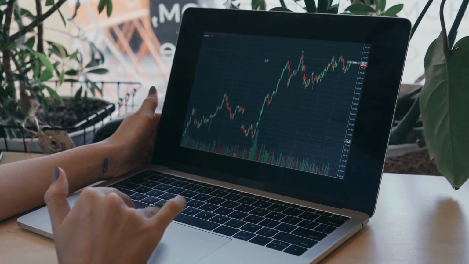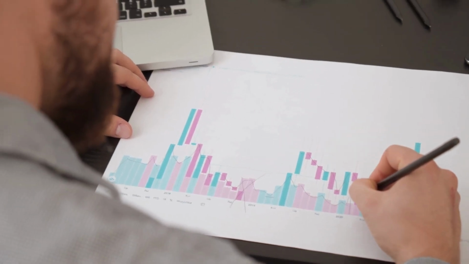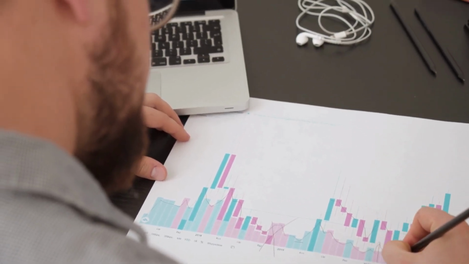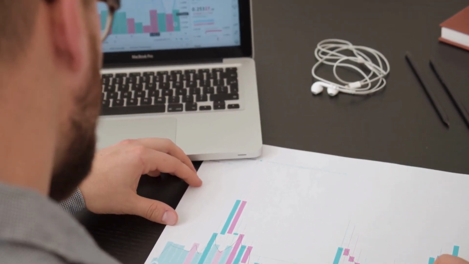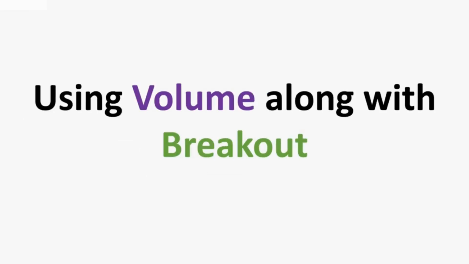And let me first tell you how you can identify a false breakout in the market. Now you see, there is no indicator or no tool that will tell you whether a breakout is genuine or false. But there are some methods, or you can say some secret techniques, that only few traders in the market know. These techniques are helping them to identify a false breakout and protect their money. So the first technique is using volume along with the breakouts.